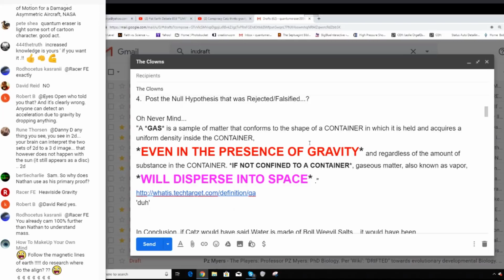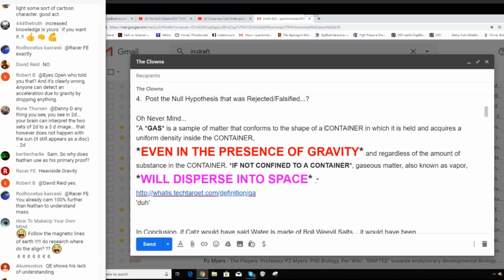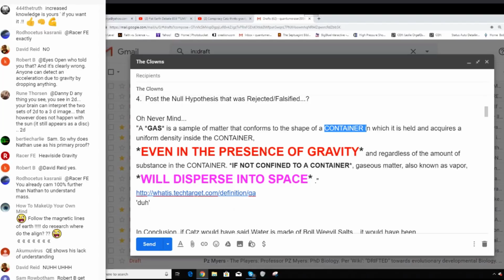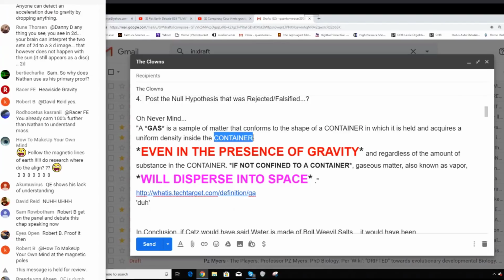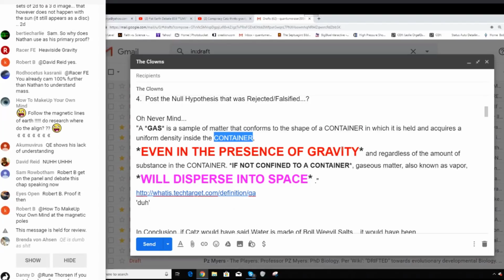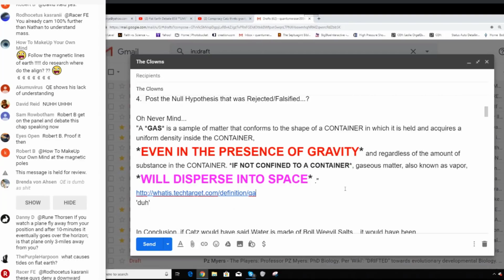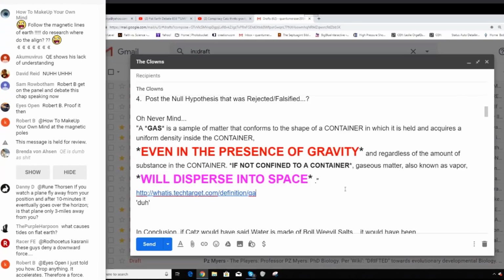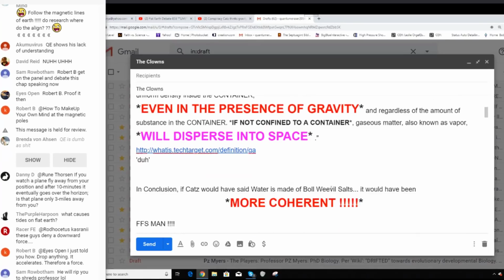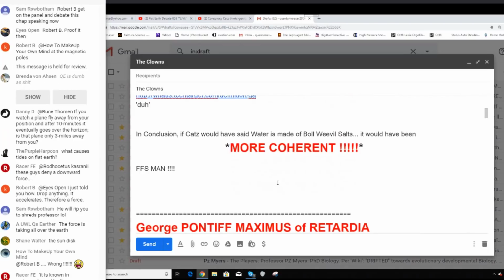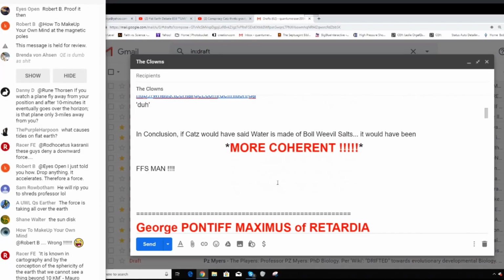From techtarget.com: A gas is a sample of matter that conforms to the shape of a container in which it is held and acquires a uniform density inside the container, even in the presence of gravity, and regardless of the amount of substance in the container. If not confined to a container, gaseous matter, also known as vapor, will disperse into space. Duh! In conclusion, if Catz would have said water is made from boll weevil salts, it would have been more coherent. For fuck's sake, man!